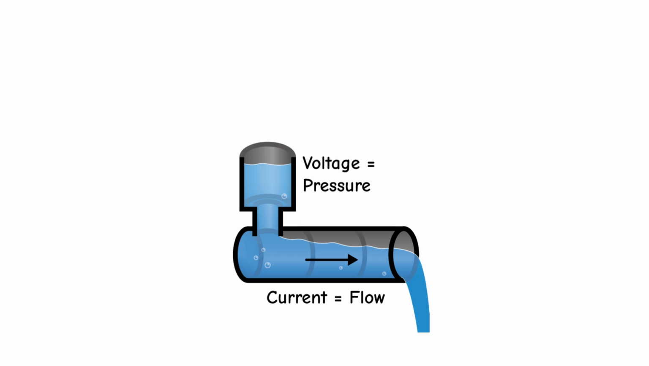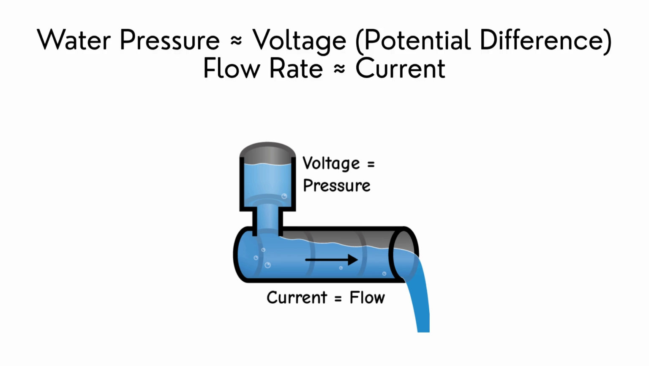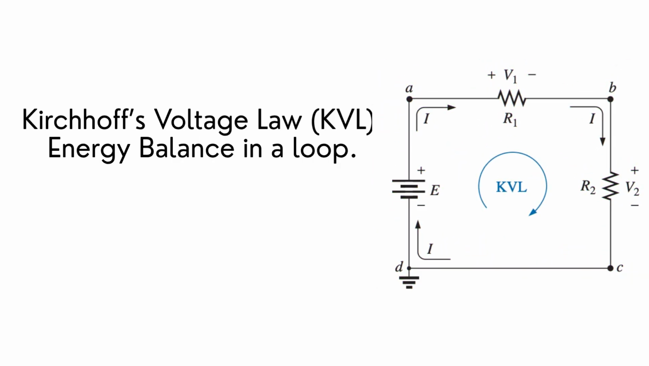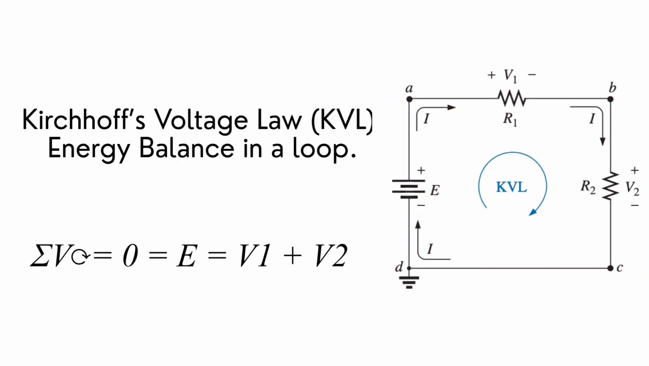Electrical circuits behave the same way. Voltage acts like pressure. It pushes charge around the circuit. Current is the flow of that charge. Kirchhoff's voltage law states that the algebraic sum of all voltages around a closed loop equals zero. The energy gained from the source is exactly balanced by the energy lost across the components.